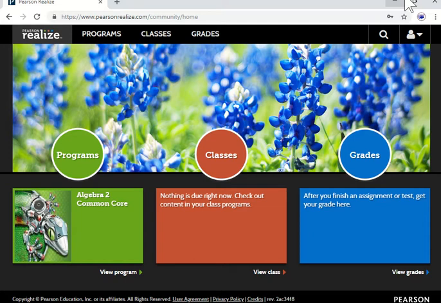So this is obviously, as you can see here, pearsonrealized.com, and you log in with the username and password that I provided to you in class. And a quick side note about that, it seems like the capitalization on the username doesn't matter, but it looks like capitalization on the password does matter.